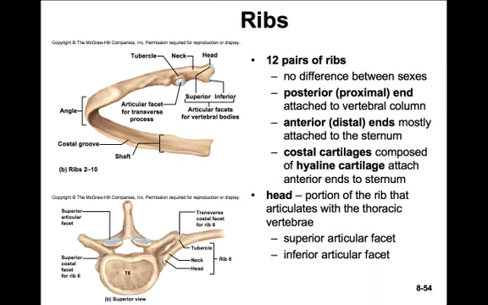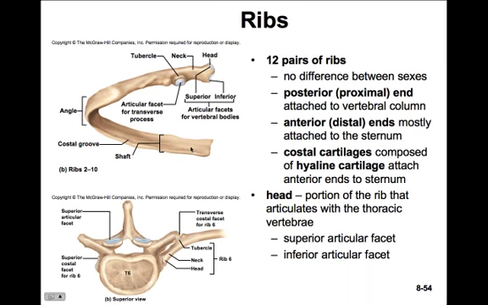So there are 12 pairs of ribs. There's no difference in the number between the sexes. The ribs have several features that we need to look at. First of all, they have a head, a neck, an angle, and then the shaft as it comes around the front. The head is the portion that attaches to the vertebrae. The head has the two articular facets that would go into the articular facets of each thoracic vertebrae. They have a superior articular facet and an inferior articular facet.